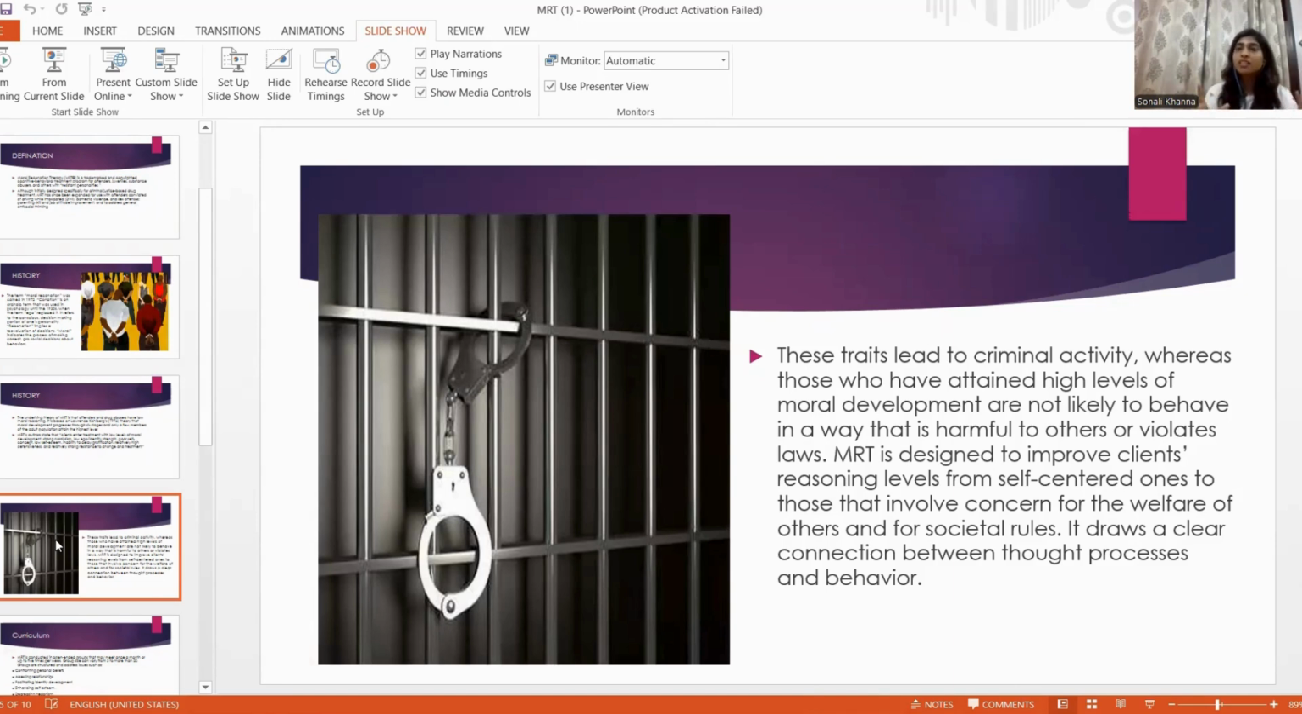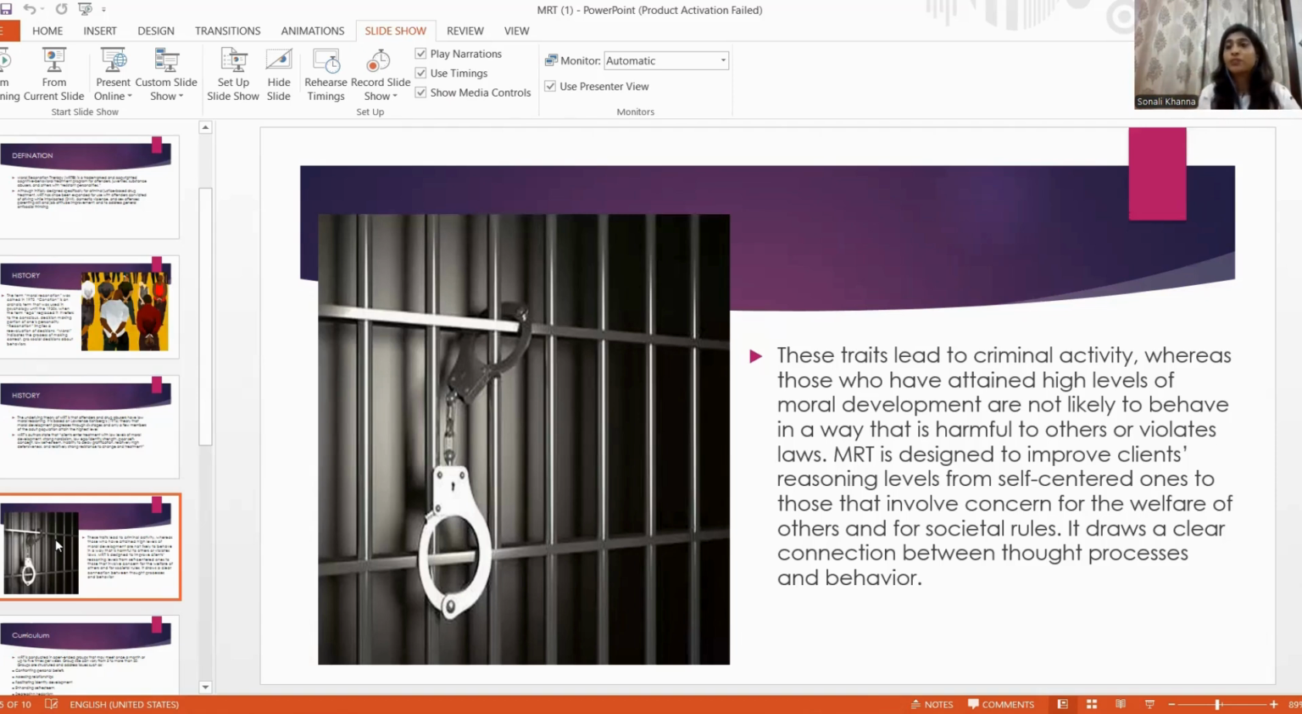So when we are doing MRT, we understand that they have very poor moral decision making. We have to change it and make it more towards societal norms, more about thinking about society, more about thinking about others. If you read about Kohlberg's moral development theory, you understand that the higher stages are about universal laws, rights of humanity.